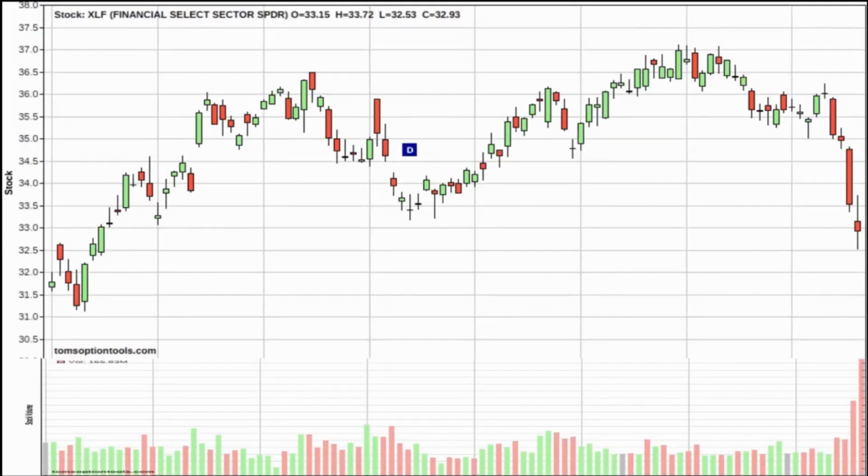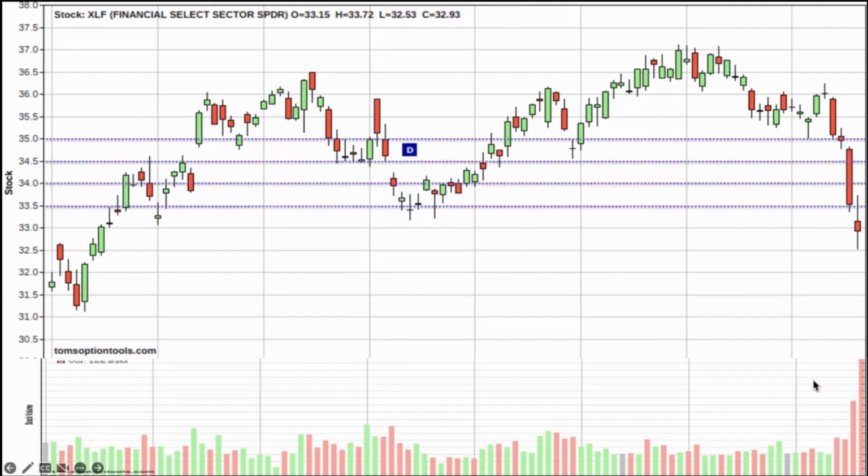So let's go through an example. This is a chart that I took right out of Tom's Tools just last night. And this is the financial sector. What you're seeing here is a breakdown on increasing volume. So that's a sign. This is distribution. What's distribution? Well, it's where institutions are distributing or selling stocks. You can see it by looking right here.